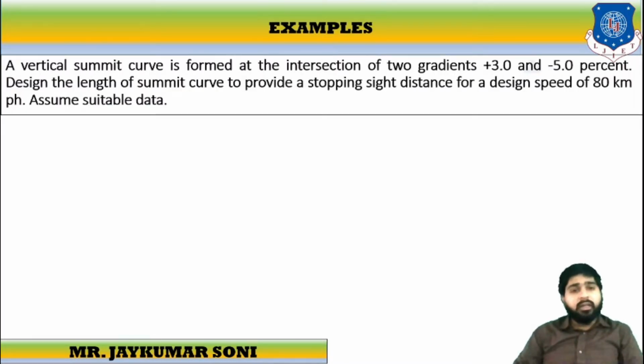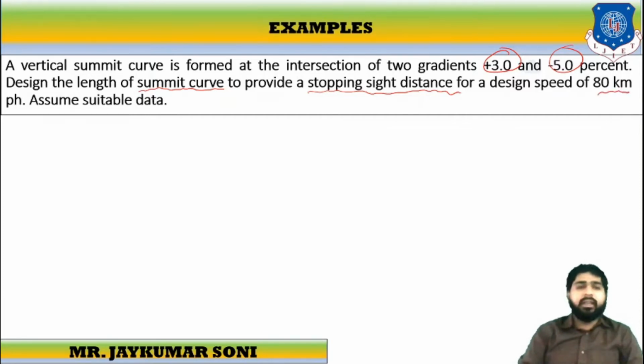A vertical summit curve is formed at the intersection of two gradients. Two gradients are given over here, plus 3 and minus 5 percent. Design the length of the summit curve. It will always be given whether we need to find the length of a summit curve or a valley curve, and if it is not there, you can assume the data yourself. We have to design the length of the summit curve to provide the stopping sight distance for the design speed of 80 kmph, and we have to assume suitable data.